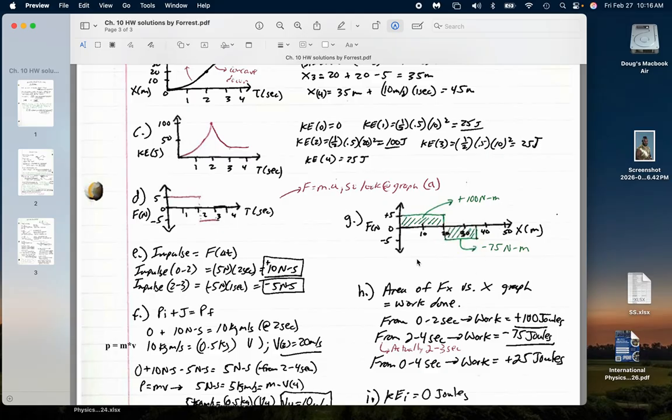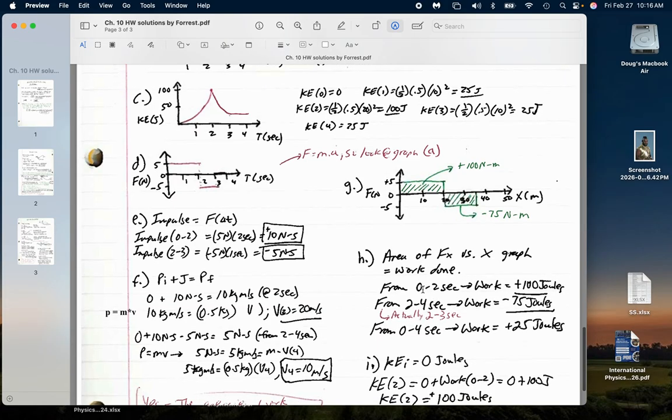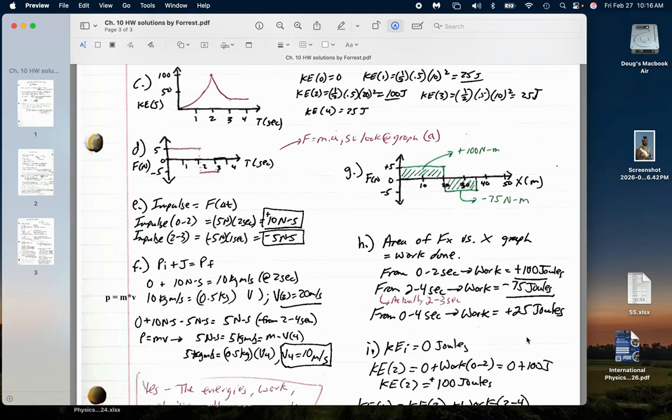And so here, if I'm looking to find essentially this work done, it's the area of a force versus position graph. So for the area from 0 to 2 seconds, that's positive 100 joules. So the work is 100 newton meters. From 2 to 4 seconds, the area is negative 75 joules, so the work is negative 75 newton meters. Technically, this all happens between 2 to 3 seconds, but it's also from 2 to 4 seconds. So from 0 to 4 seconds, the net work is plus 25 joules, or plus 25 newton meters.